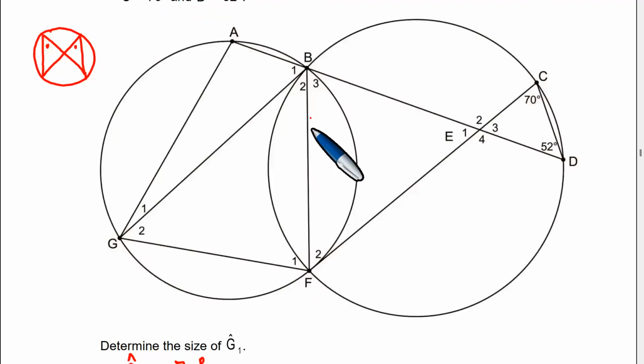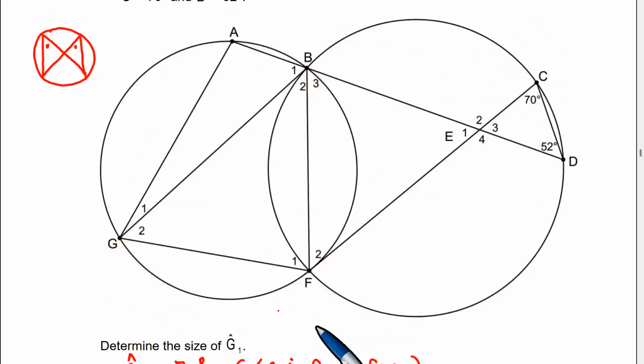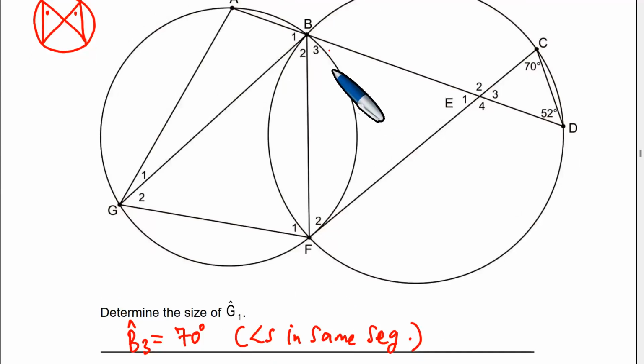Why is angle B3 equal to 70 degrees? Because these are angles in the same segment. Once you say same segment, we understand. What is F2? In other words, we can see therefore that this angle here is equal to 70 degrees.